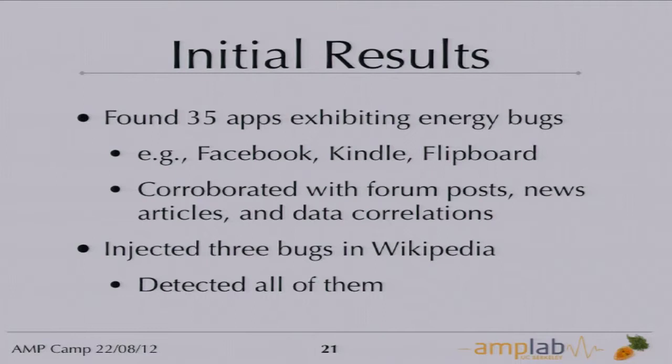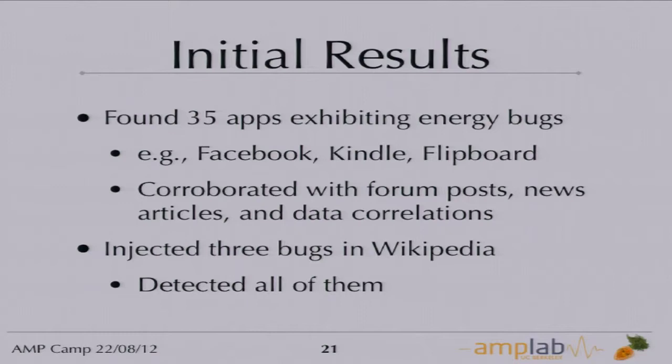And the initial results were very promising. Even with just 75 users, we found 35 instances of apps that seemed to be exhibiting energy bugs. These were popular apps, things like the Facebook app, Kindle, Flipboard. And for all the energy bugs that we looked at, we were able to corroborate them with things like forum posts, news articles, and data correlations. I'll describe a couple of examples of the energy bugs that we found in a moment.